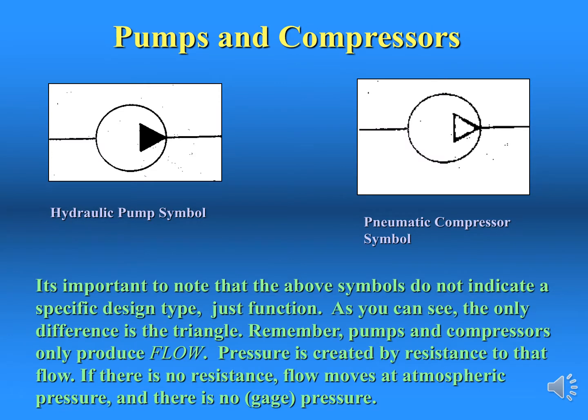These are the basic symbols for flow generators. They are identical except for one thing. A hydraulic pump has an arrow colored in. A compressor has an arrow which has no color. Note that the arrows are pointing out because they are producing flow, and we call them flow generators.